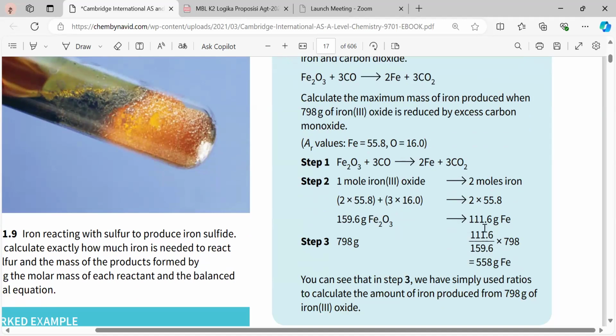So we have here the result, just 2 moles of iron, 111.6. Then we need to divide it by 159.6, and then times 798 from here. And now we have 558 grams of iron. So you can see that in step 3, we have simply used ratios to calculate the amount of iron produced from 798 grams of iron(III) oxide.